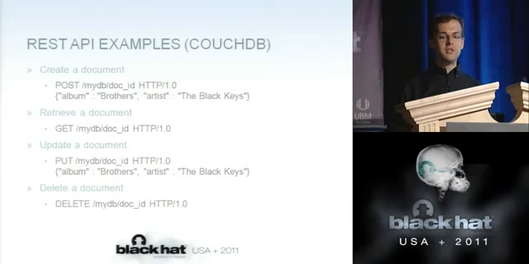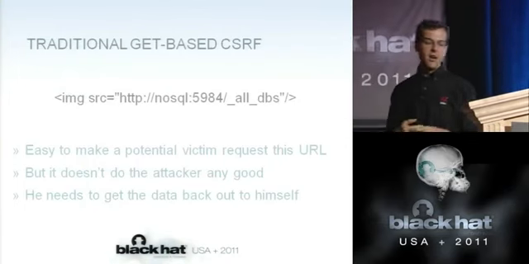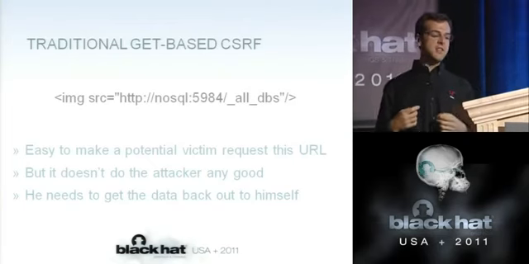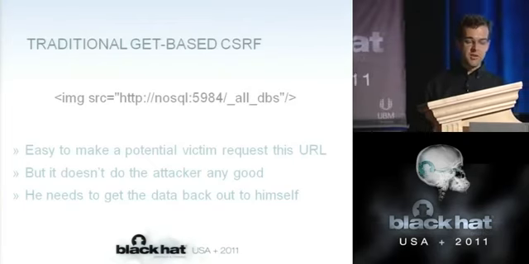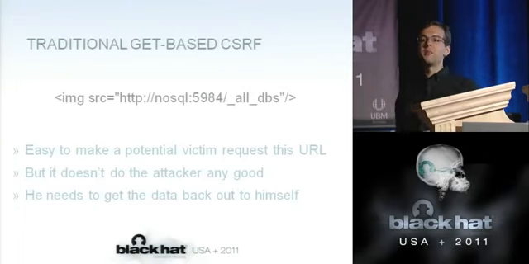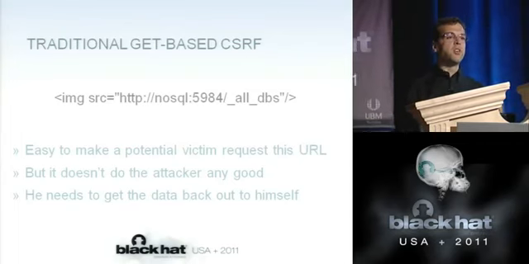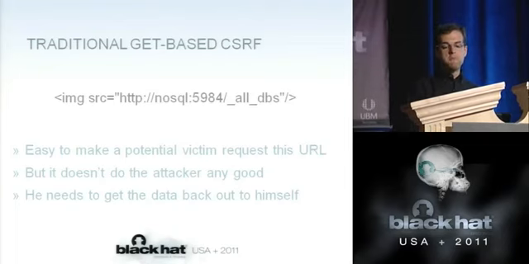to steal all the data out of somebody's database. That's where all the juicy info is that we can go sell. So how could we do this? The traditional way of performing a GET-based CSRF is through image source tags. So I'm going to create an image tag, and the source is NoSQL 5984 all DBs. I will package this up in an email and hope you open it, or I will put it on my own page and lure you to visit it through some kind of social engineering attack. And then when you do that, you'll go make the request.